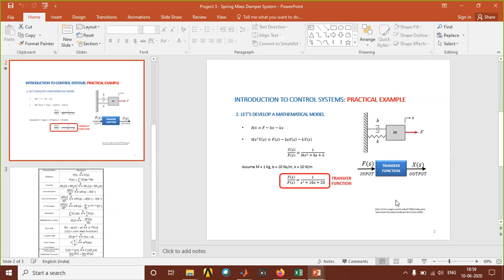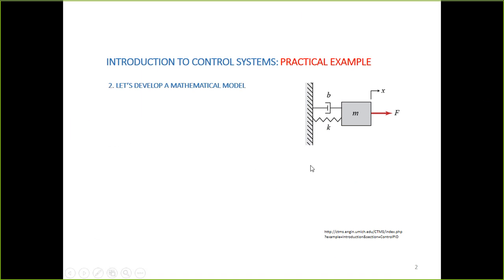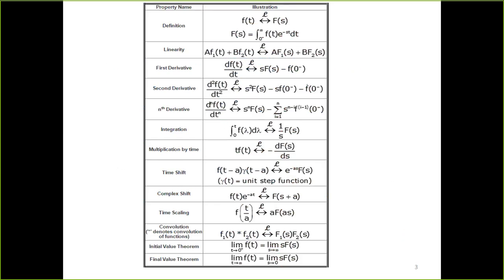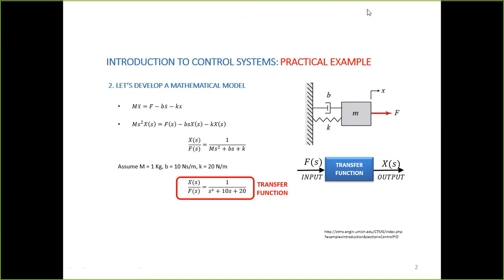So if you represent that thing mathematically, you will have this particular set of equations. Don't get scared of this. Very, very simple. By using Newton's second law, force equals mass into acceleration. So m x double dot: mass into acceleration. Acceleration is nothing but the double derivative of x. That is what is mentioned as m x double dot.